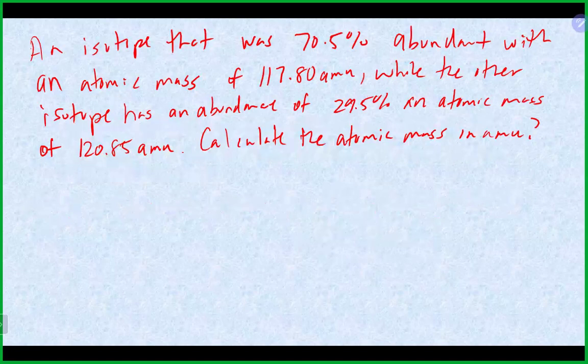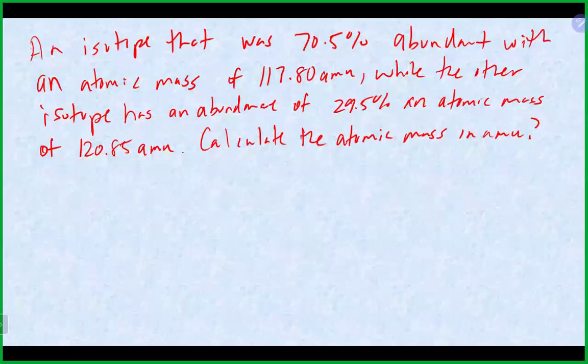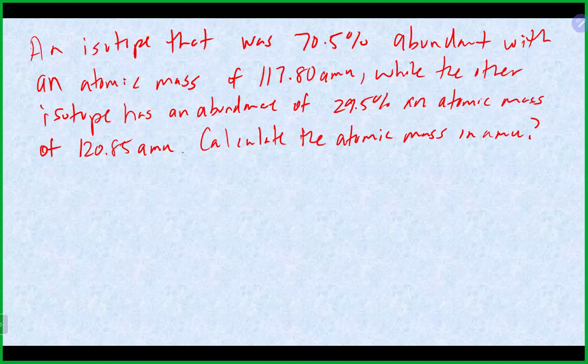All right, so why don't you try one more here? An isotope that is 70.5% abundant with an atomic mass of 117.80, while the other isotope has an abundance of 29.5% and an atomic mass of 120.85 AMU. What is the atomic mass here?